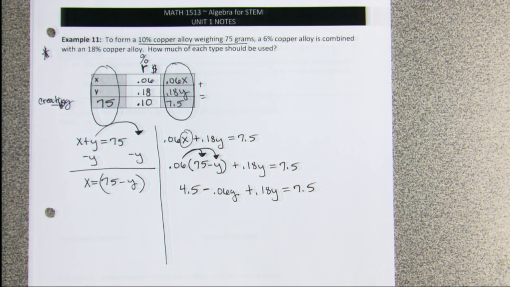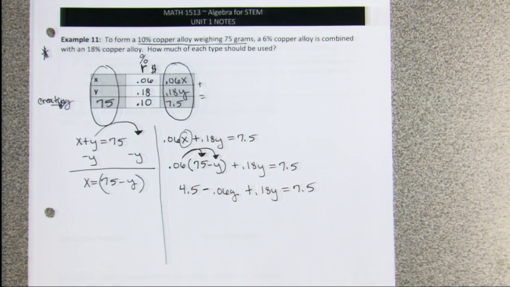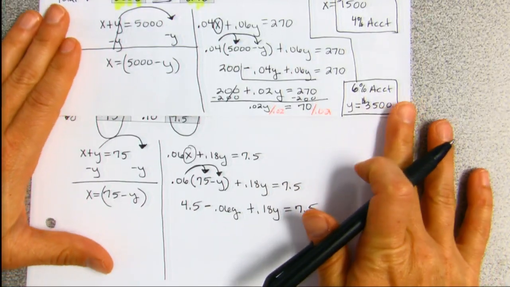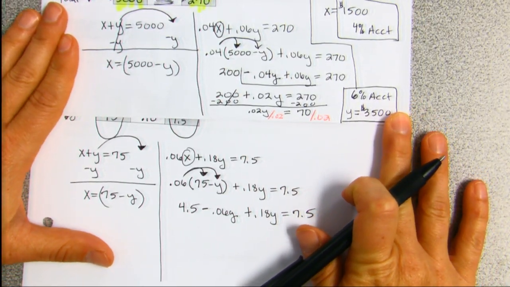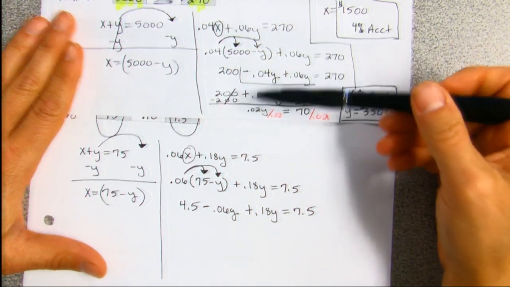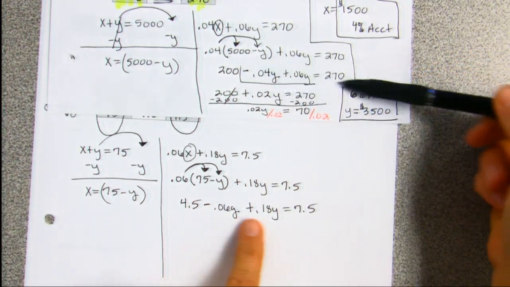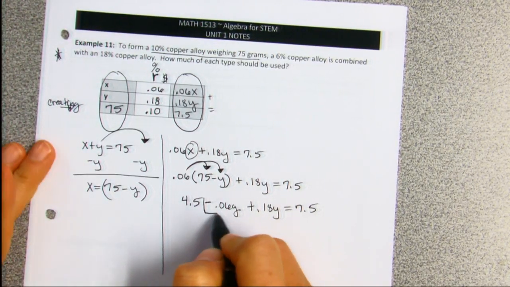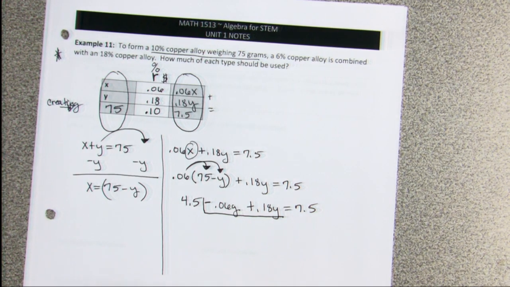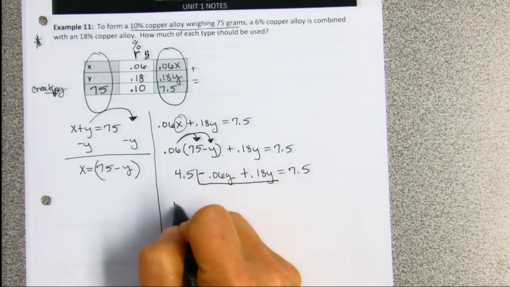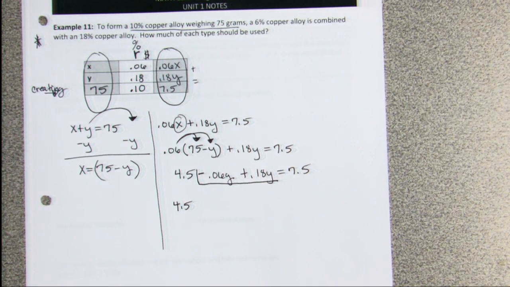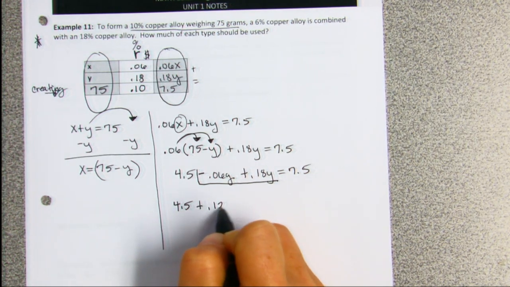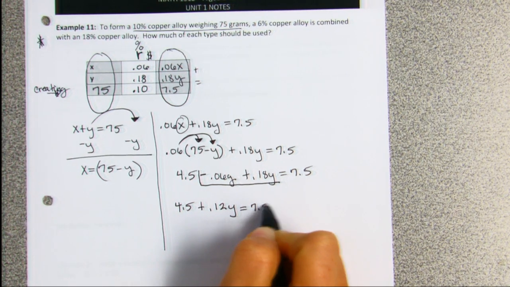Just like on the page before, after you distributed, I like to show this because this is how you can look at notes and see how to do one that is similar but not just like yours, right? Same steps. See how we're at this step now. You combine your like terms like we did on the previous one. That's all just solving equation stuff that we reviewed prior. Negative 0.06 and a positive 0.18 makes a positive 0.12Y equals 7.5.